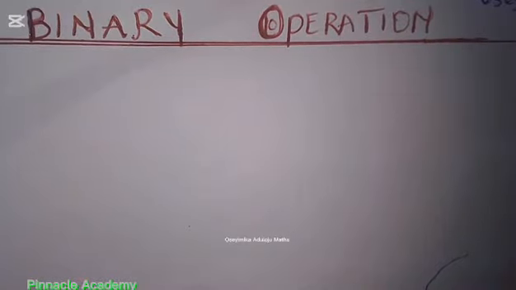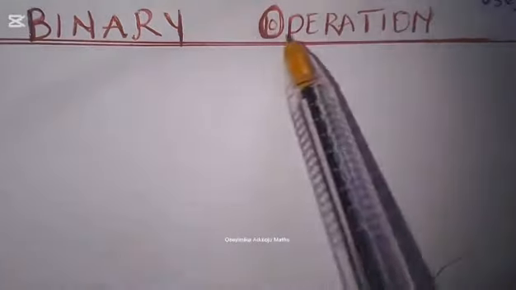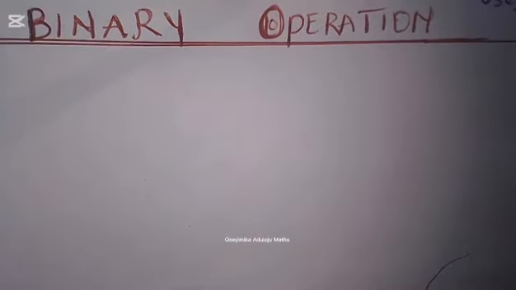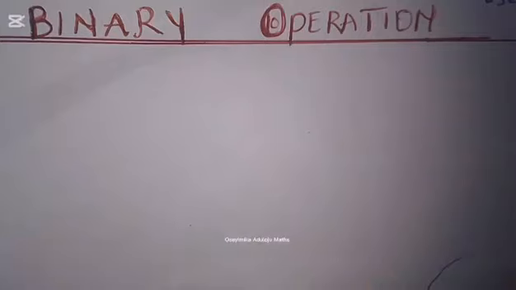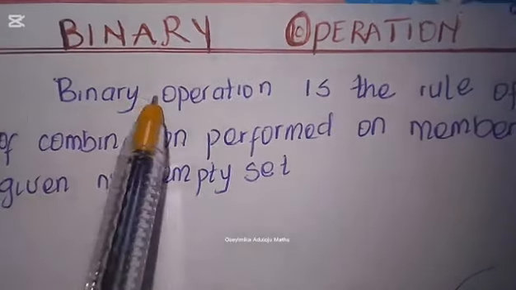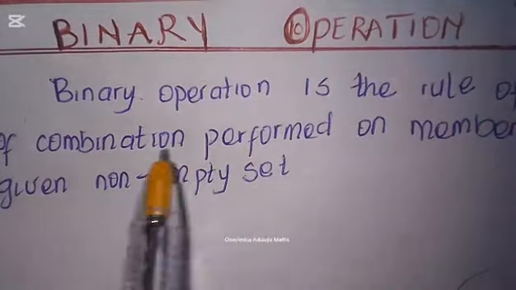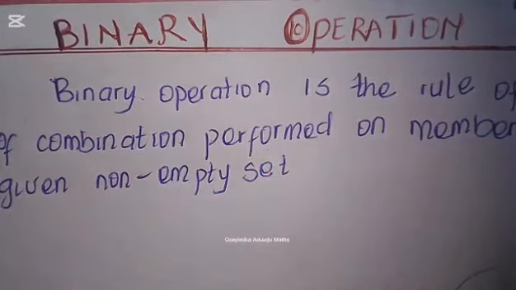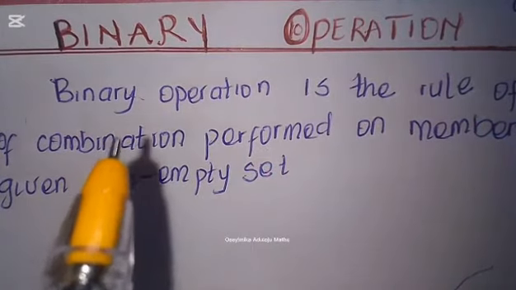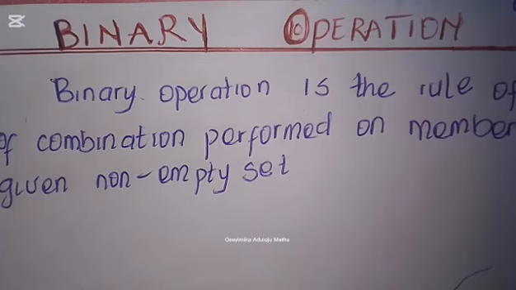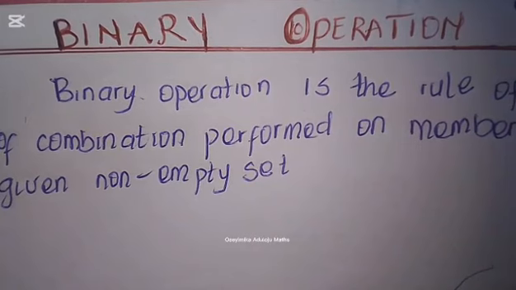So in today's lecture, I'm going to be learning binary operation. So what is binary operation? Binary operation is the rule of combination performed on members of a given non-empty set. Binary operation is a way of combining two elements from a set to produce another element within the same set. So that's what binary operation is talking about.